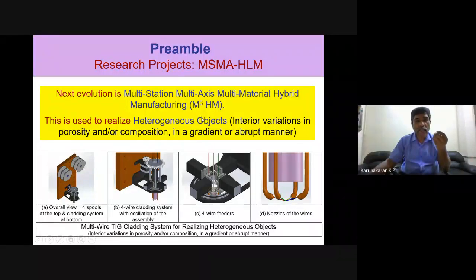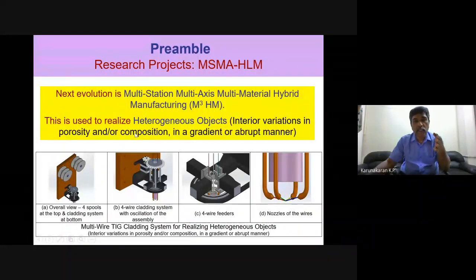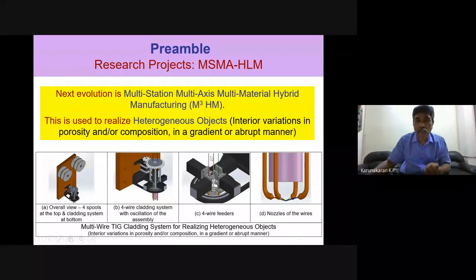The heterogeneity can come from two natures. One is that porosity itself can become heterogeneous, or you can have composition varying within the matrix. So far in 3D printing, we were talking about realizing a solid part, where only the surface geometry is important. Now we are talking about realizing a heterogeneous matrix with variations inside it in terms of porosity and composition. The nature of variation itself could be gradient or abrupt. When the variation is abrupt, you call it a composite. When the gradient is smooth, you call it a functionally graded object. Our multi-wire cladding system being developed will be able to do this.